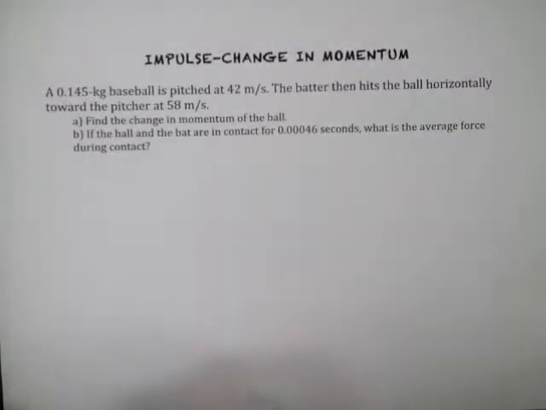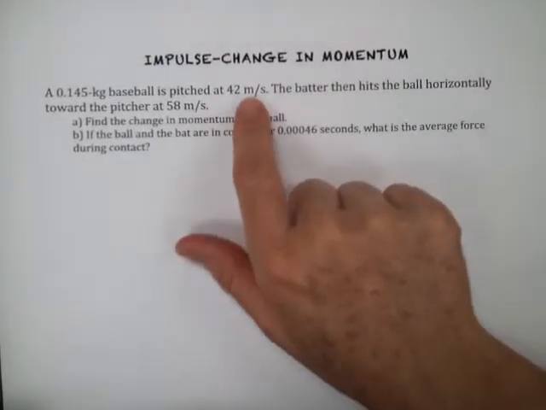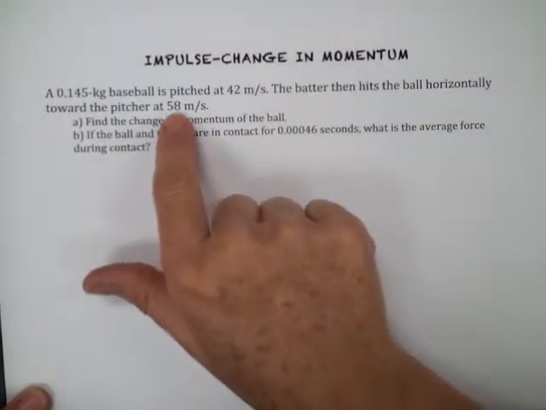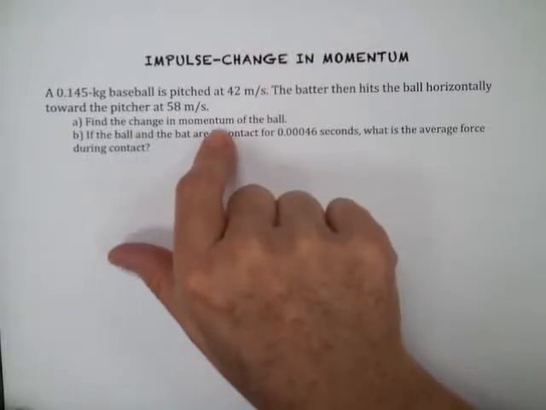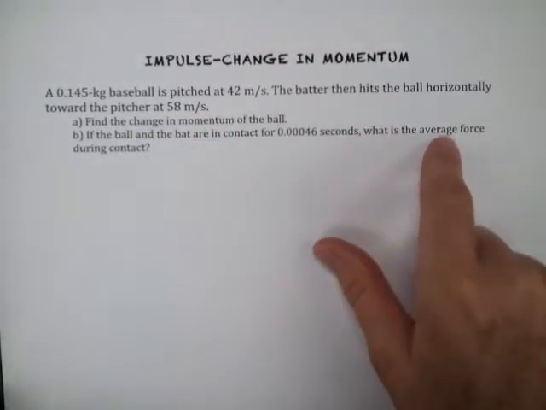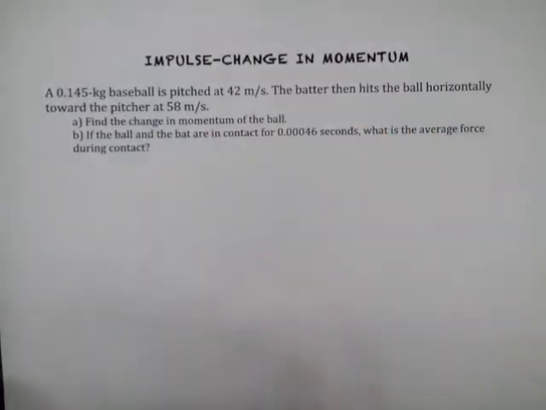All right, so this is an impulse change in momentum question, a typical physics level question. We have a baseball that's being pitched at 42 meters per second. The batter then hits the ball horizontally toward the pitcher at 58 meters per second. Find the change in momentum is the first part, and then trying to find the average force during the contact if you know what the time is.